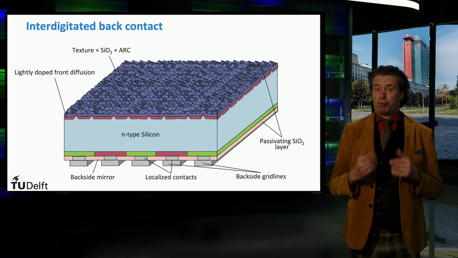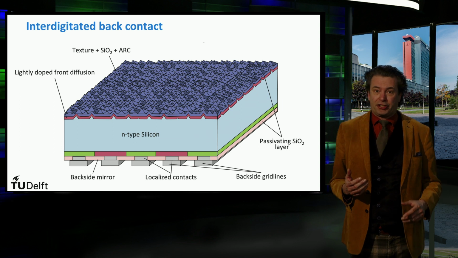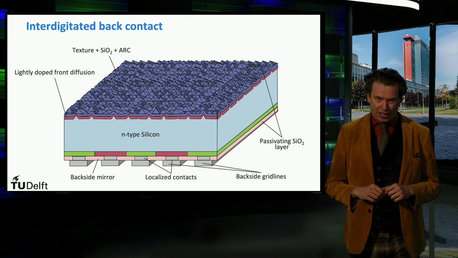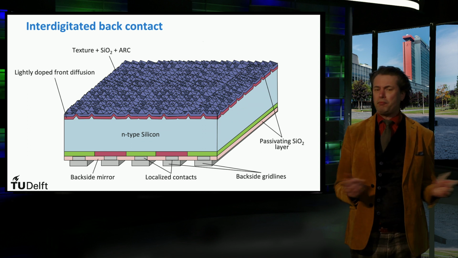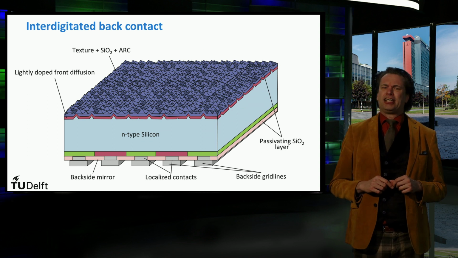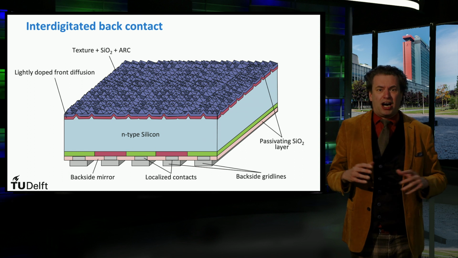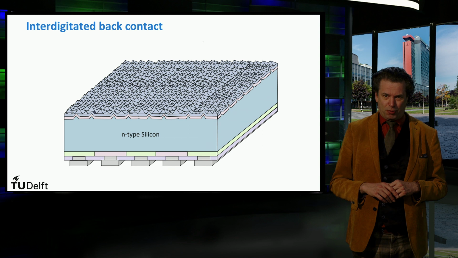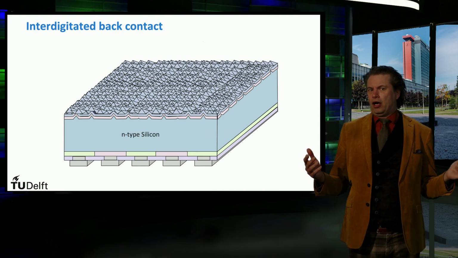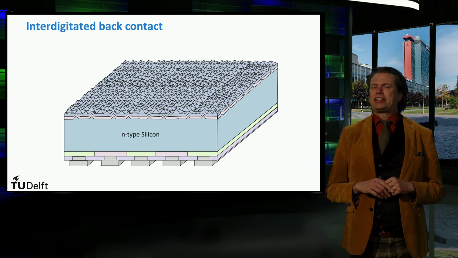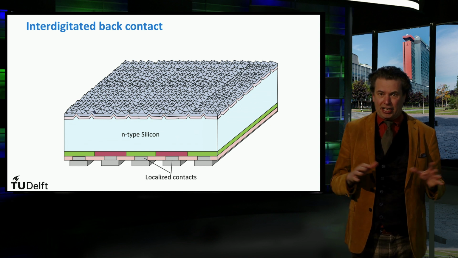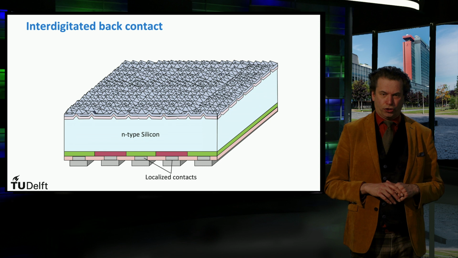All the contacts responsible for collecting of charge carriers at the N and the P side are positioned at the back of the crystalline silicon solar cell. An advantage of these interdigitated concepts is that you are able to use monocrystalline float zone N-type wafers. An interdigitated back contact is lacking one large PN junction. Instead, the cell has many localized junctions.